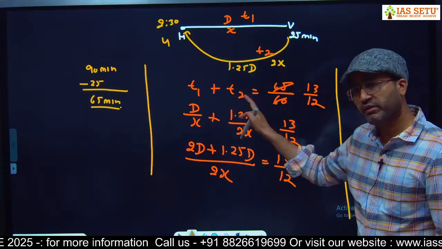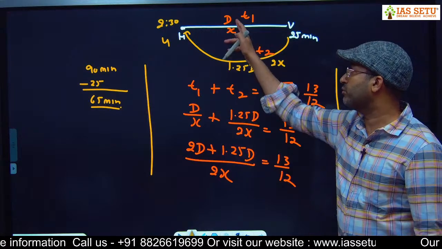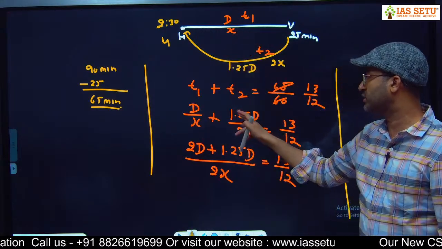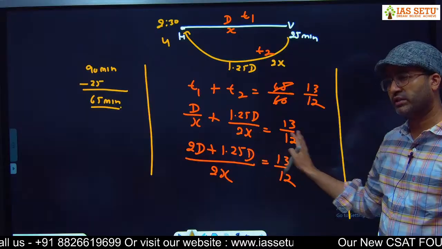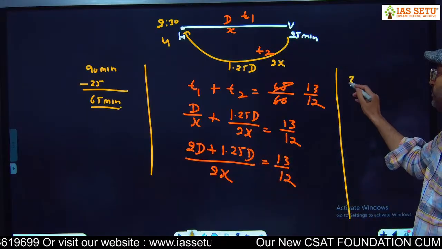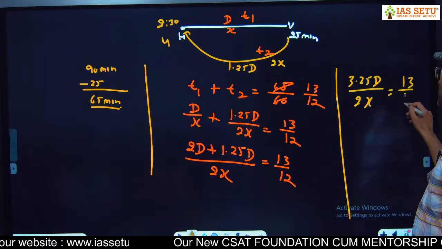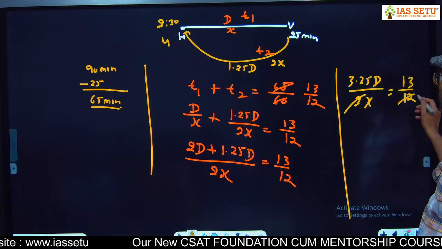Is this okay? T1 plus T2 is 65 minutes. We convert in hour. So what is T1? You cover a distance d with a speed of x. You cover a distance 1.25d with a speed of 2x. Clear? अब ये ऐड कर लो, 3.25d अपॉन 2x is equal to 13/12. ये 2 यहाँ से कैंसिल भी कर सकते हो 6.